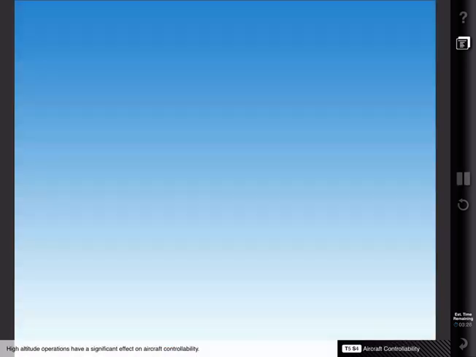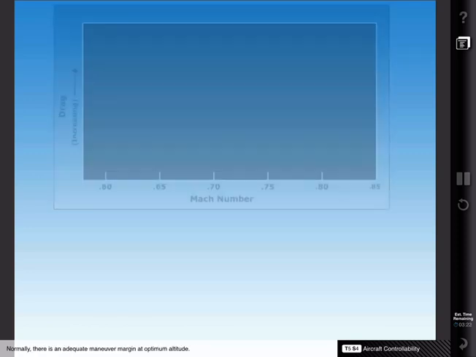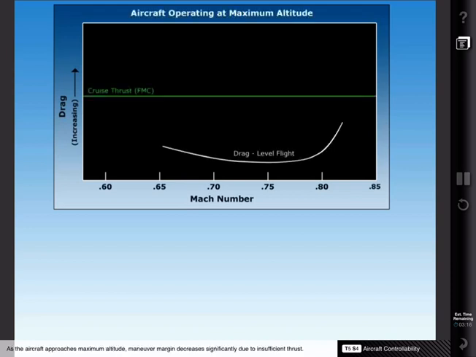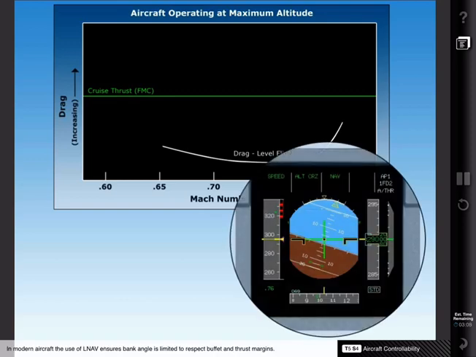High-altitude operations have a significant effect on aircraft controllability. Normally, there is an adequate maneuver margin at optimum altitude. As the aircraft approaches maximum altitude, maneuver margin decreases significantly due to insufficient thrust. In modern aircraft, the use of LNAV ensures bank angle is limited to respect buffet and thrust margins. Other automation modes or hand flying may result in excessive bank angles.